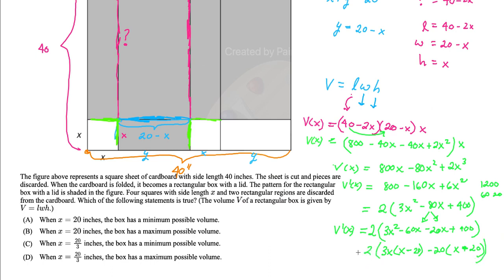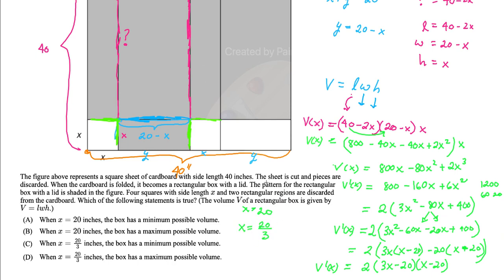And then I'm going to get that this factors completely as 2 times 3x minus 20 times x minus 20. And this is v prime of x. Now where is it that this equals 0? When x equals 20 is an easy one, and then when x equals 20 over 3 is the other one.